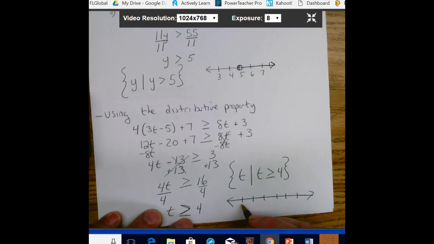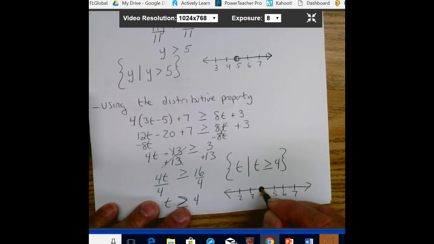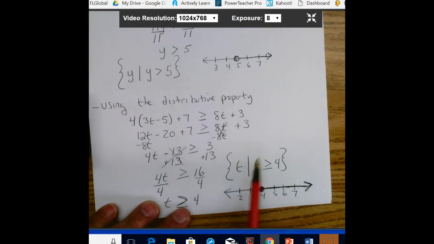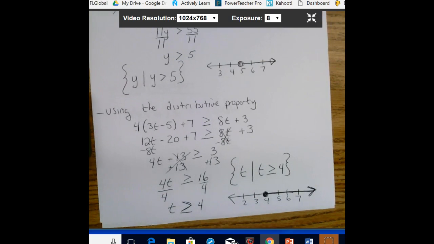You can say 2, 3, 4, 5, 6, 7, like that on a number line. We're going to start with t is greater than or equal to 4. We'll put it there. We'll fill this in because it's also equal to it. It's going to be greater than, so we're going to the right. And there's your graphing on a number line. This complex problem all comes down to t is greater than or equal to 4.